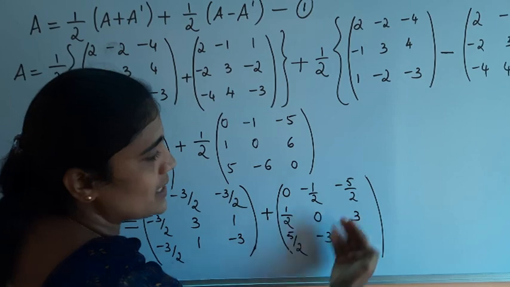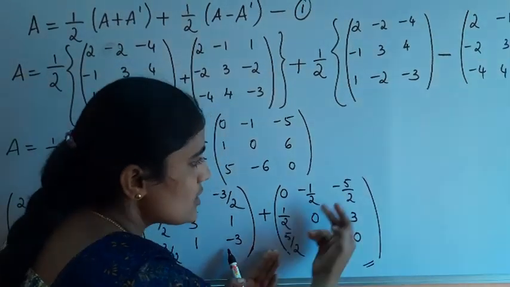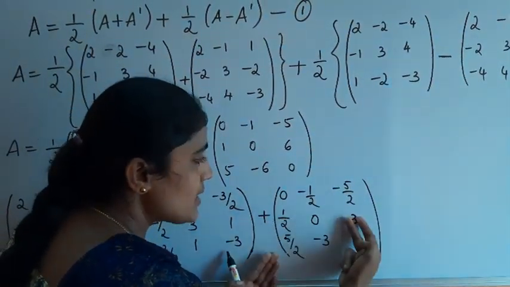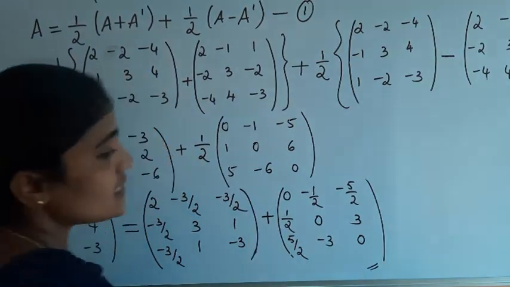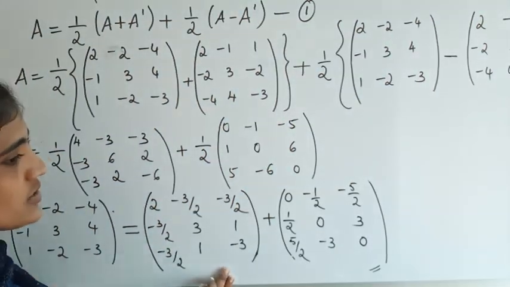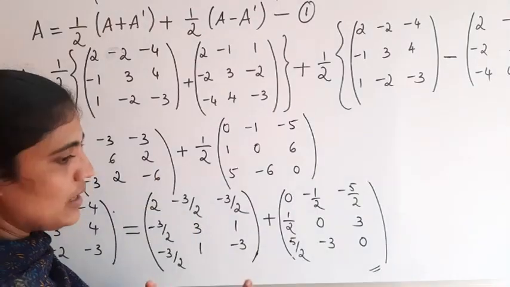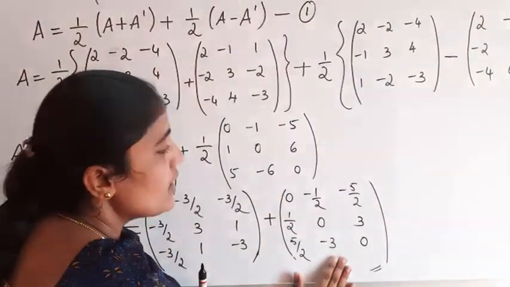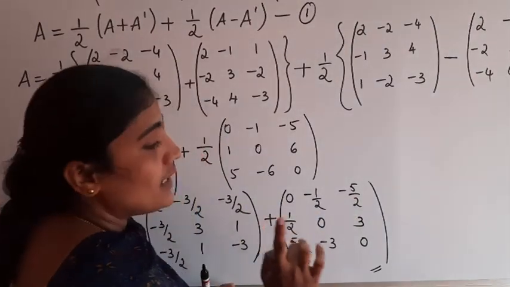3 comes onto minus 3. When we take the folding, we get the same elements, but here they are in opposite sign. In symmetric matrices, they are the same elements with the same sign, but in skew symmetric, same elements but in opposite sign.